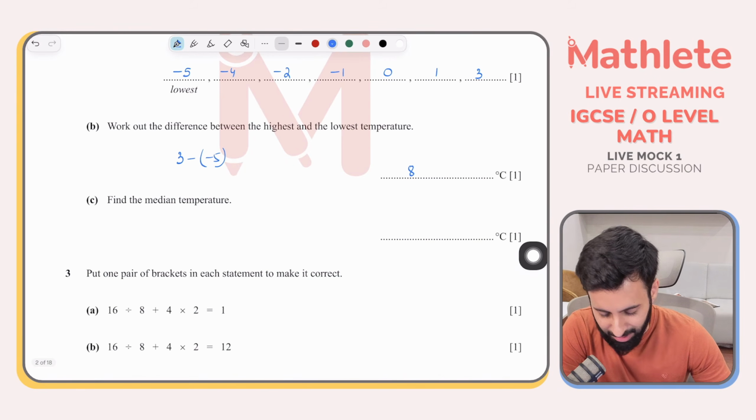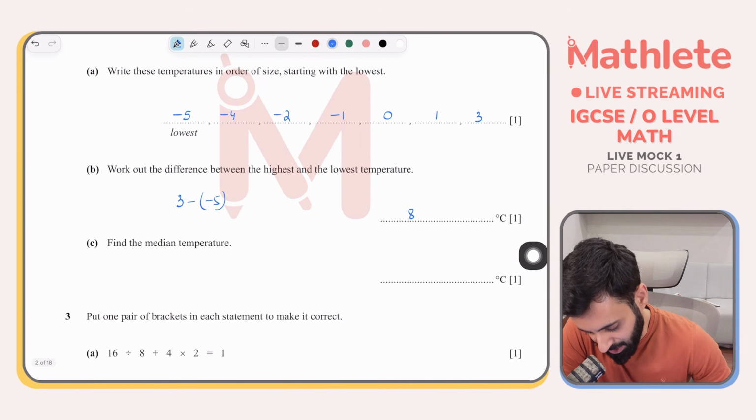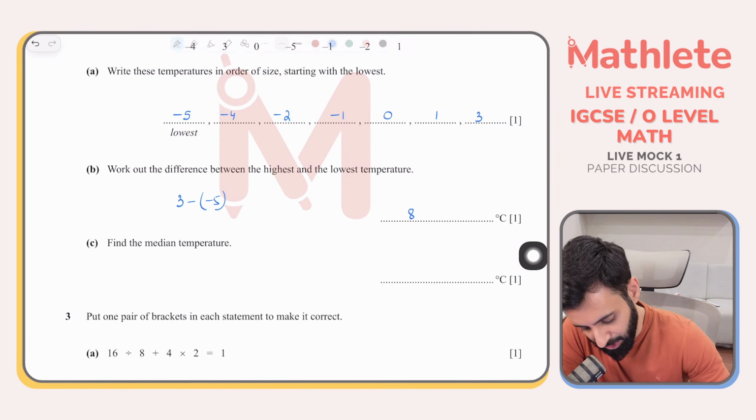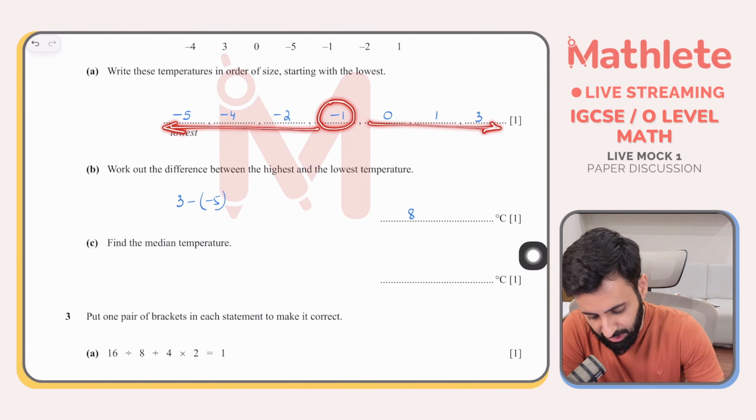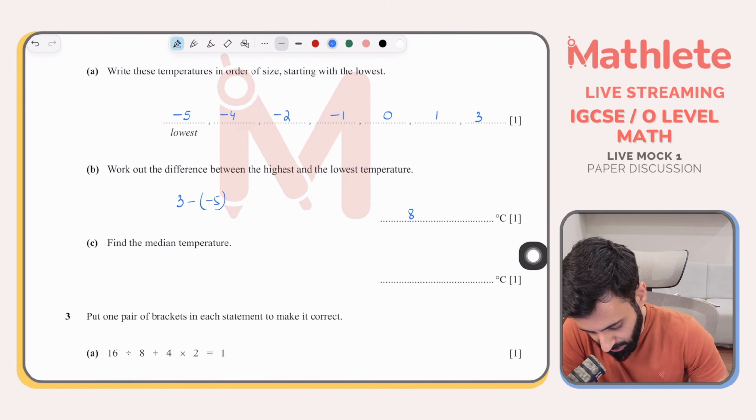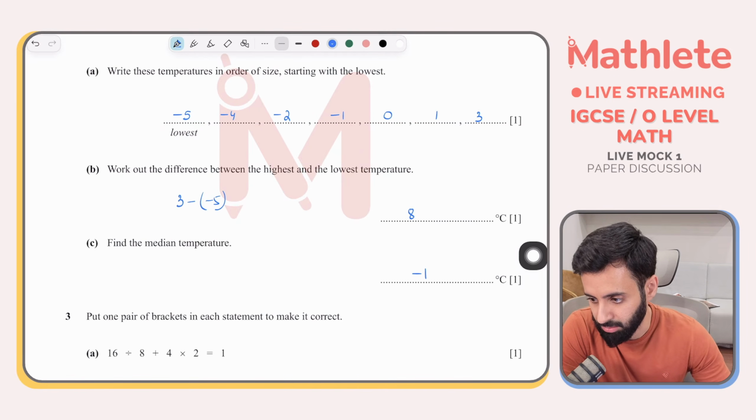Dora the Explorer. Find the median temperature. Okay, so the question is nice. It has already made you list everything in ascending order. And we can pretty much eyeball the median. We don't have to use the formula. We can see that this is the central term. -1 is right in the center. And we have 3 terms to the left, 3 terms to the right. So that means the median is -1.